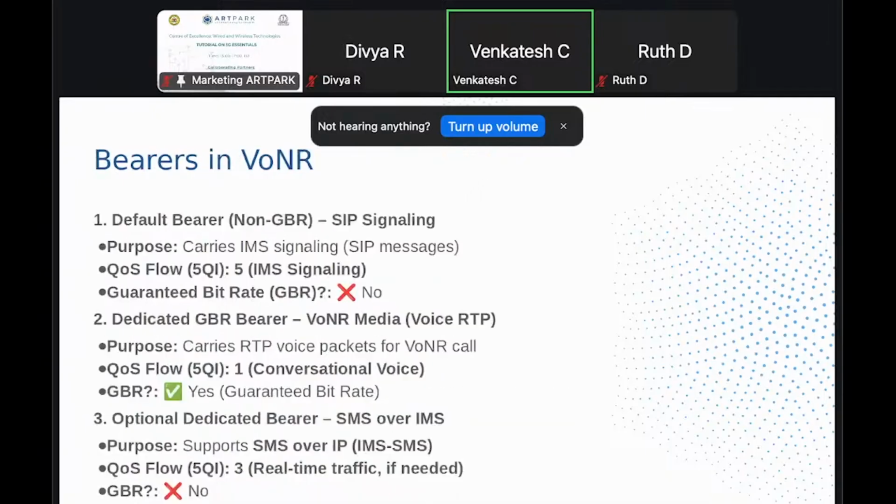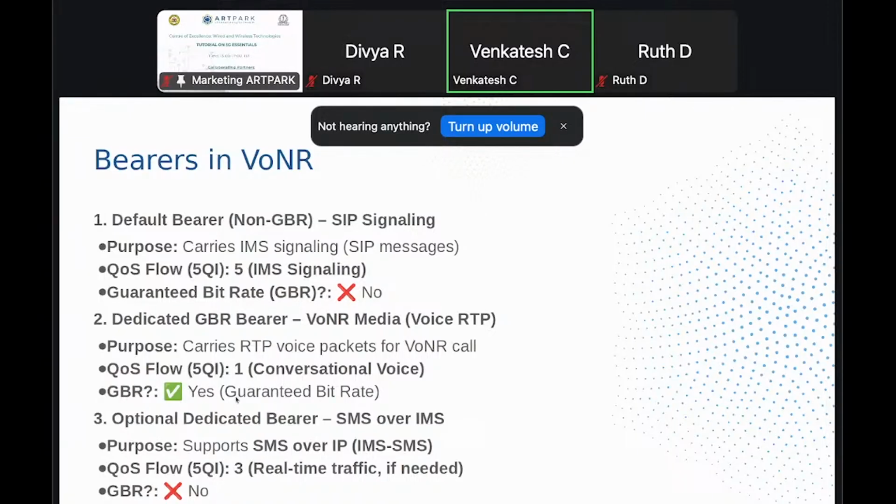And next is the dedicated GBR bearer, VoNR medium. This bearer is used for the actual voice call in VoNR. It carries the RTP voice packets, meaning the real voice data during your call. It has a QoS flow with 5QI 1, and importantly, it supports GBR. So the GBR will ensure uninterrupted voice quality and the call will be smooth.